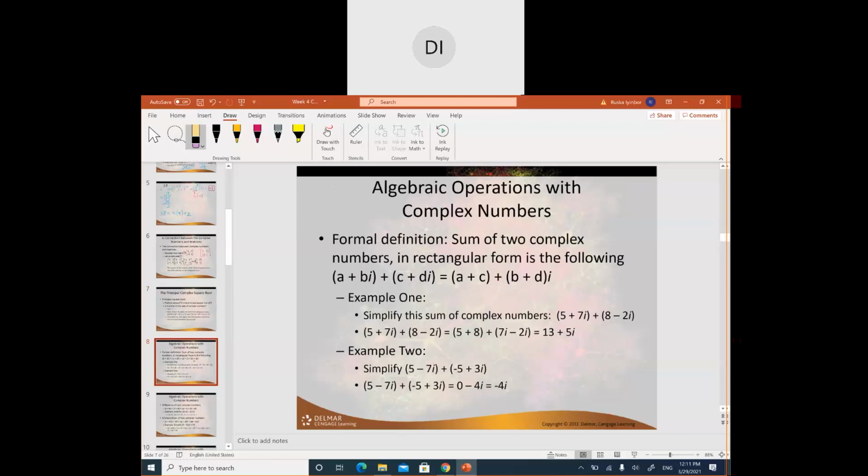So here we're going to start with the operations. These are the operations with complex numbers. The sum of two complex numbers is pretty much adding the real component and adding the imaginary component.